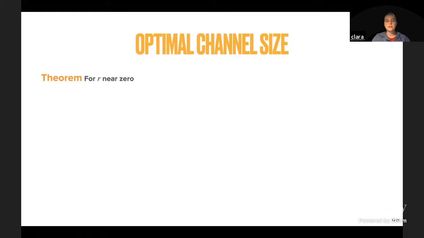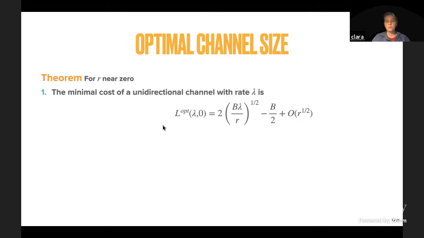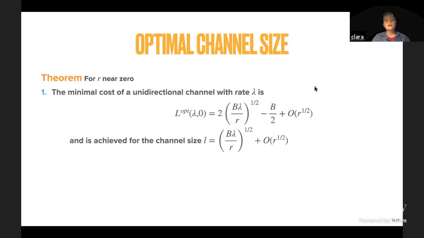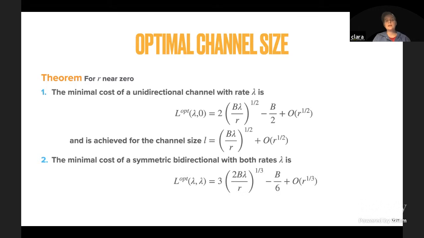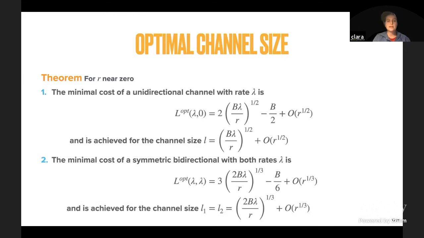And here we're going to talk asymptotics, and we're going to assume that the interest rate is going to 0, which is a very common assumption. So given this, doing asymptotics around when R goes to 0, the minimal cost of a unidirectional channel is going to be what you see here, and the optimal deposit is what you see here. Similarly, for a symmetric bidirectional channel, that is when both sides want to transact at the same rate lambda, the optimal cost is going to be what you see here, and this is going to be the optimal deposit.